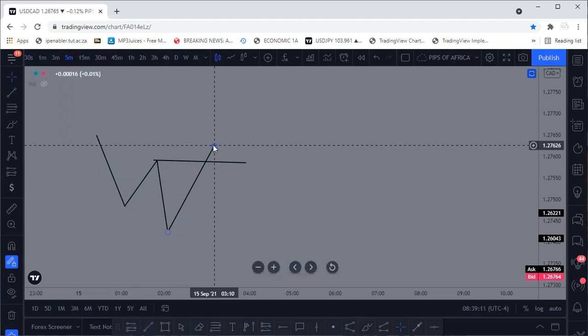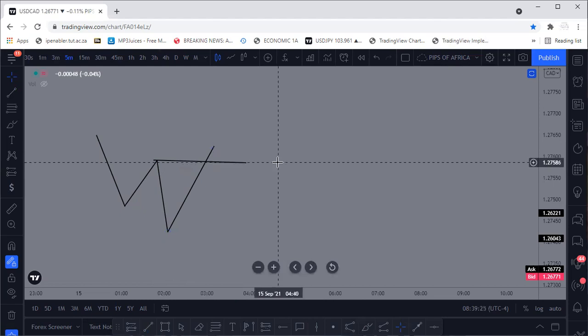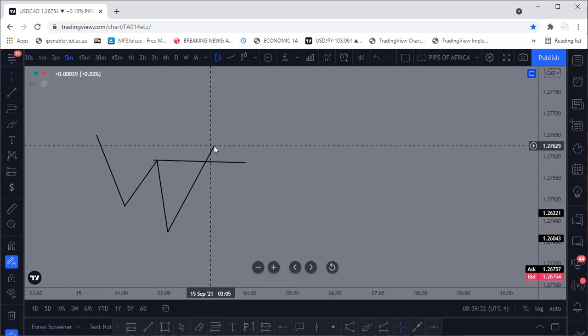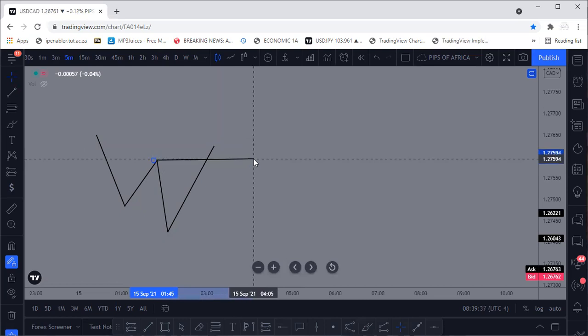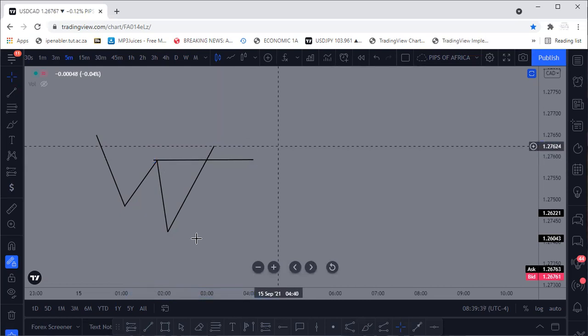There's a true break of market structure and also a fake break of market structure. How can you tell if this break of market structure is real or not? Let's get into it. I'm sure you're going to like this one.